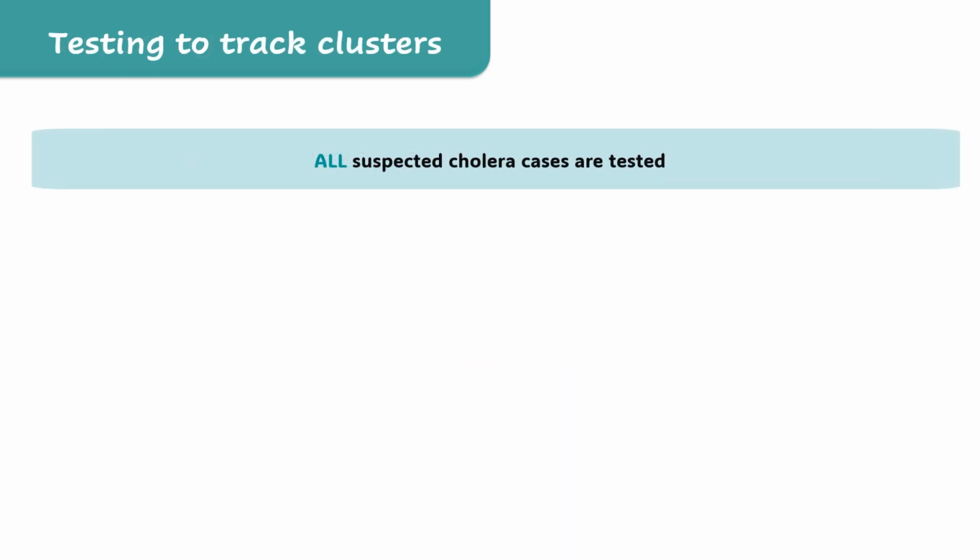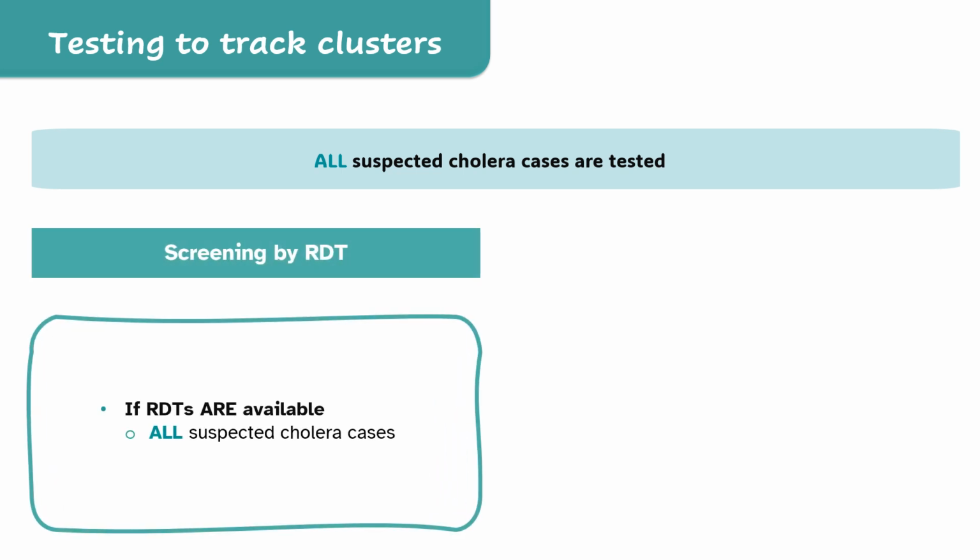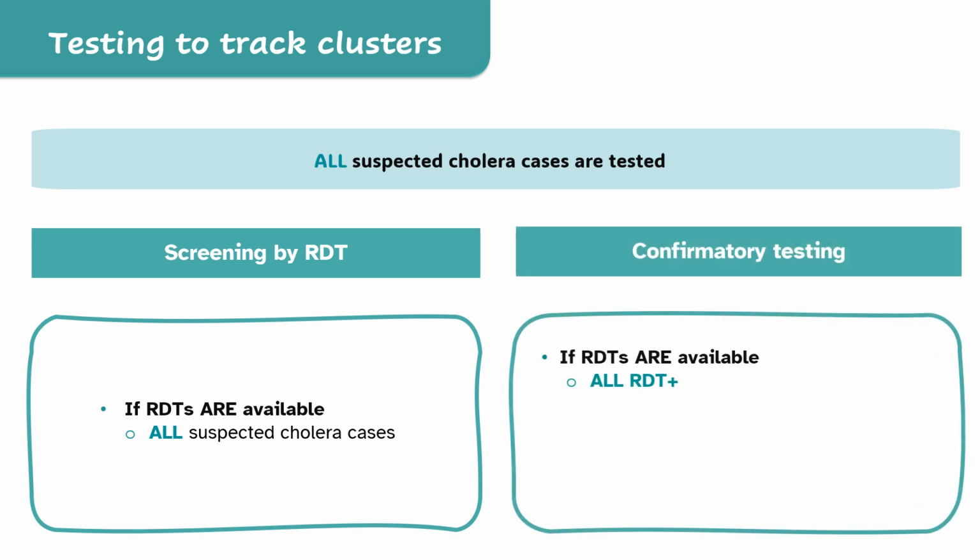When the surveillance objective is to track clusters, all suspected cholera cases are tested. Exhaustive testing is critical to understand cluster transmission and orient interventions accordingly. Where rapid diagnostic tests, RDTs, are available, RDTs are used to triage samples for confirmatory testing. Any suspected cholera case is tested by RDT, and confirmatory testing is performed on suspected cases tested positive by RDT.